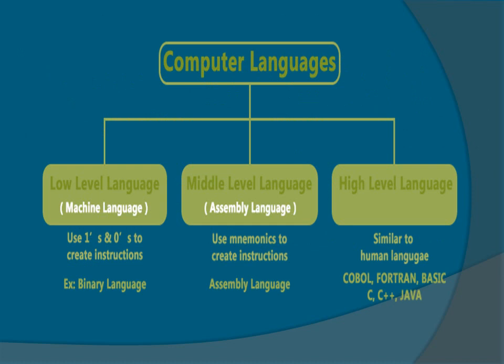Now see the classification of language, that is, computer language divided into low level language, middle level language and high level language. In a low level language we have the machine language, as it uses ones and zeros to create the instructions, for example binary language. Then the middle level language is the assembly language, which uses mnemonics to create the instructions. And the high level language is similar to human language: COBOL, Fortran, BASIC, C, C++, and Java. So this is the classification of computer language.